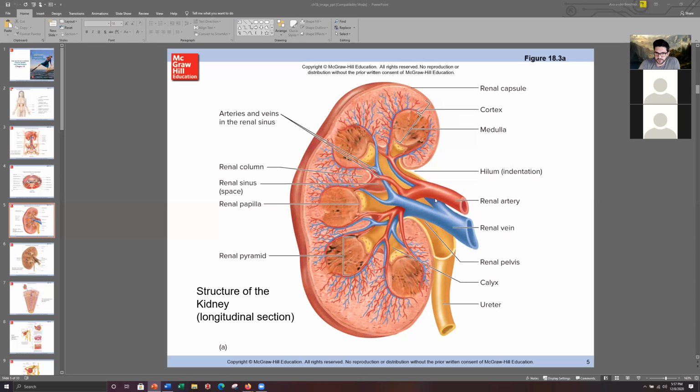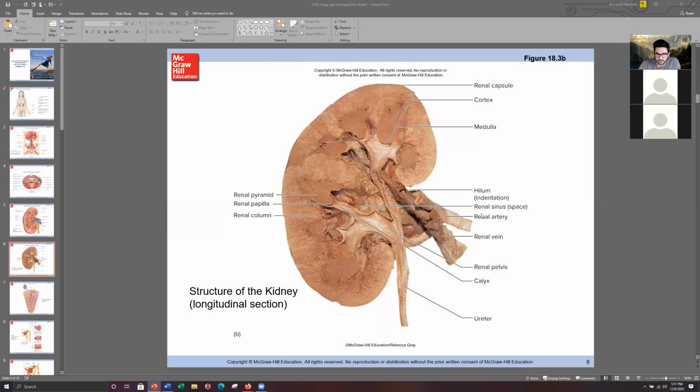Okay, so here's what it looks like in cartoon form, and here's the real thing, all right? So we can see we've got our renal pyramids right here, and we've got our columns that are spaced in between them where we have all of our vasculature taking place. So the renal pyramid, the calyx here, the renal papilla exiting there, and then we have the renal sinus. All of that comes together through the renal pelvis and then out through the ureter, okay?